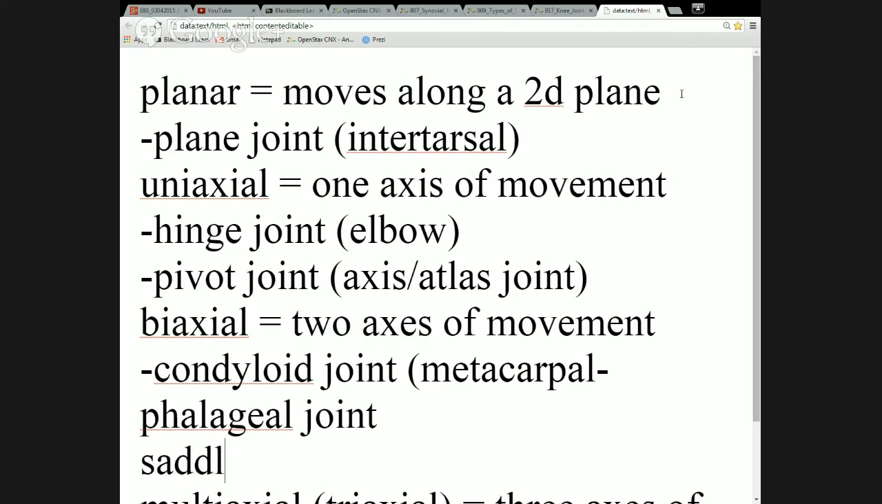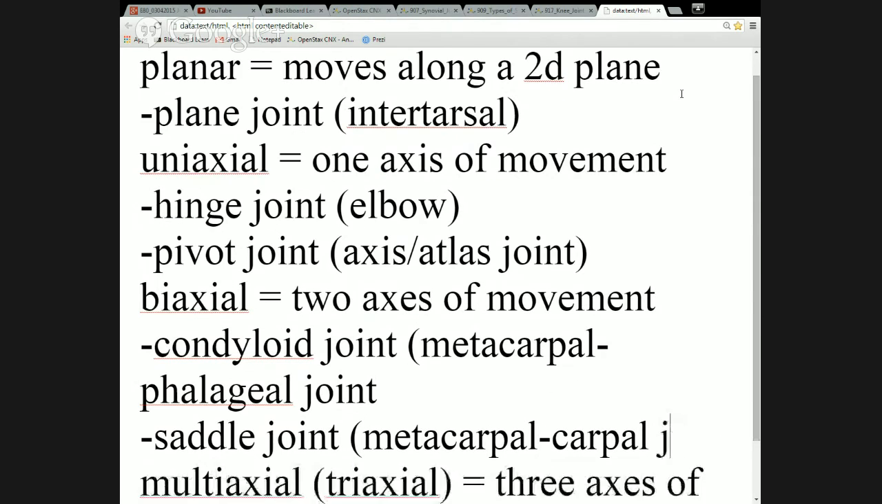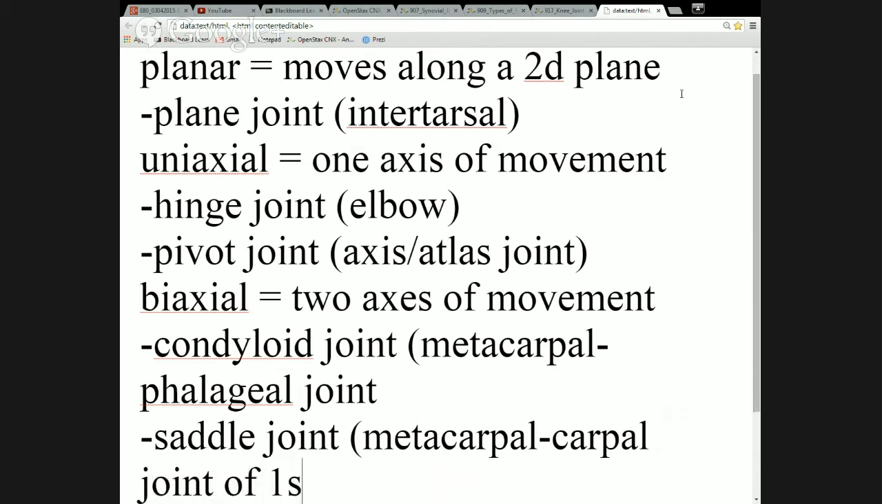And there's the saddle joint, which was the metacarpal carpal joint of the first digit, meaning the thumb. There's not a saddle joint between the metacarpal and carpal bones of the first digit of the foot. Your big toe does not have a saddle joint, but just the thumb and the hand.